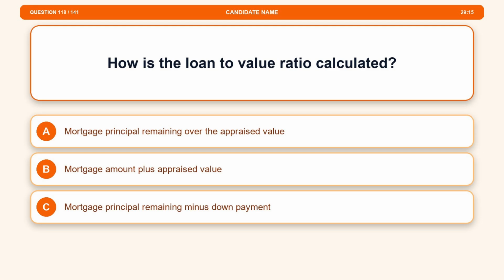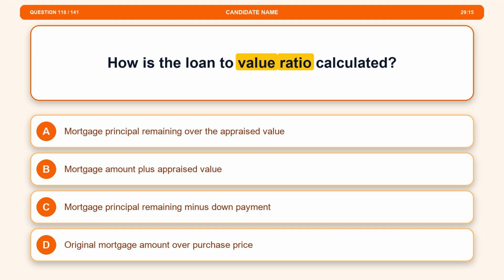Question 118. How is the loan-to-value ratio calculated? Option A: mortgage principal remaining over the appraised value. Option B: mortgage amount plus appraised value. Option C: mortgage principal remaining minus down payment. Option D: original mortgage amount over purchase price.